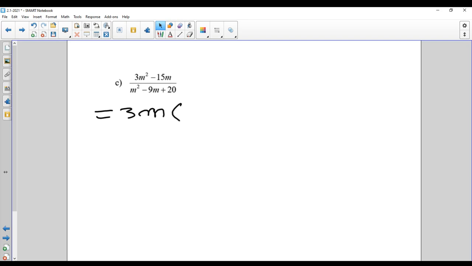When you take that 3m and you divide it into the two terms that are on top, what are you going to get? That's the question I have for Sahil. Yeah, Sahil. You're going to get, sorry? Well done. Well done. How about that denominator?